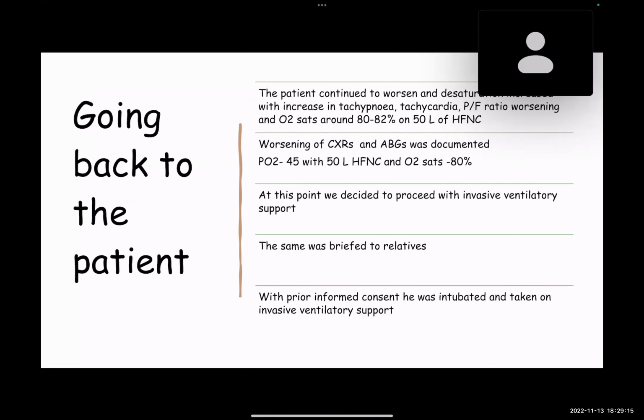Khushbu. The patient continued to worsen and desaturated with increase in tachypnea, tachycardia. This PF ratio started worsening. His SpO2 saturation was 80 to 82% on 50 liter of HFNC with FiO2 1. Worsening chest X-ray and ABG was documented. PO2 45 with 50 liter of HFNC, FiO2 1 and O2 sats 80%. At this point, we decided to proceed with invasive ventilatory support. The same was briefed to the relative, and with prior informed consent, he was intubated and taken on invasive ventilator support.